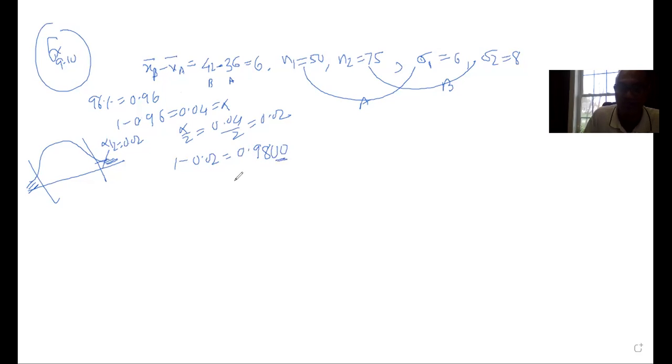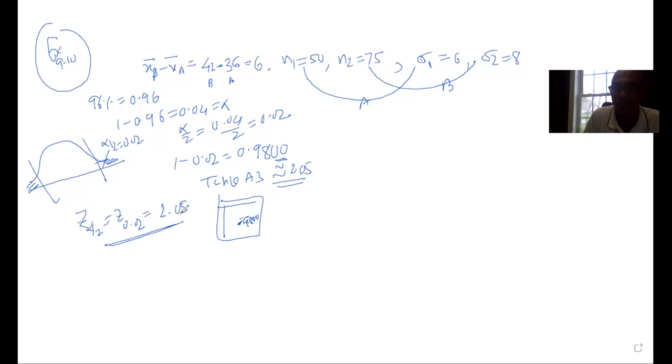You can add this to 0, and then go to table A3. In this table, somewhere over here you will find 0.9800, or approximately this point. That approximation, if you look at the table, is 2.05. That means I can write Z alpha by 2, where alpha by 2 is 0.02, is equal to 2.05 in the table A3. So it is 2.05.